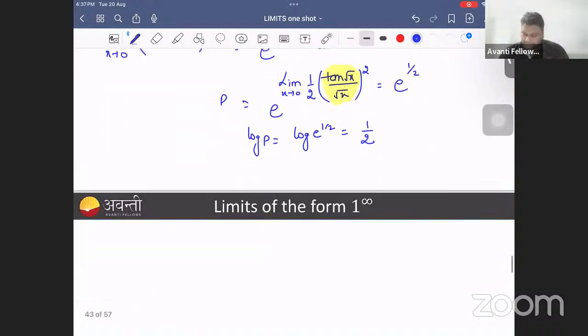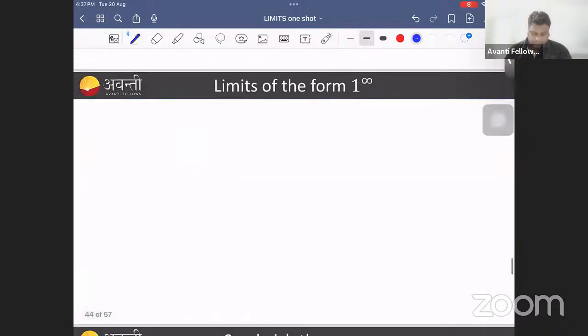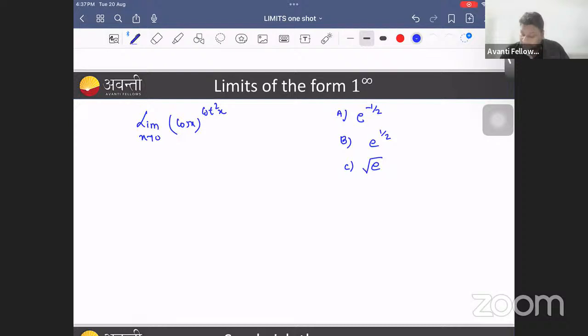All right. Now, let's do another question. Limit x approaches to 0, cos x to the power cot square x. Options I'm giving you: A option, e to the power minus 1 by 2, B option, e to the power 1 by 2, C option, e to the power under root of e. These are your options. Let's do it using a poll again.